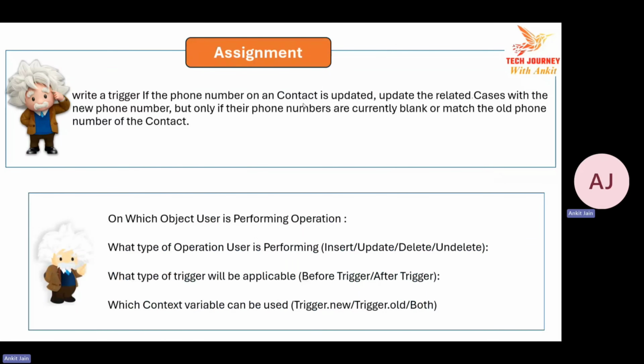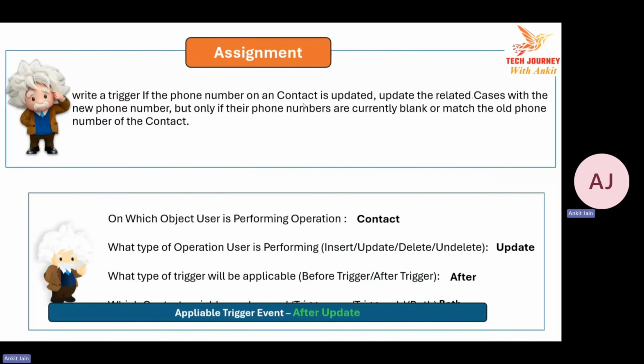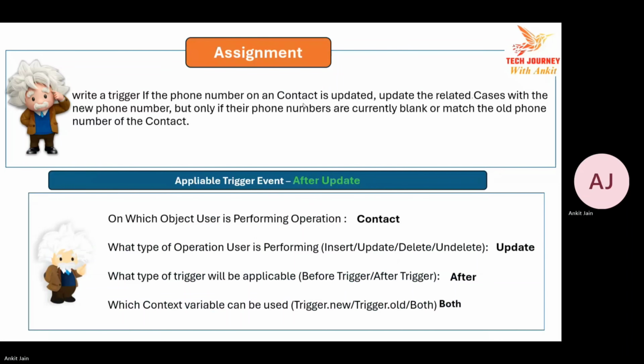Do pause the video, put the answers in the comment section, and then resume the video to validate whether the answers that you have put are matching with this one or not. If this is matching, then you are going in the correct direction. Try to write down the complete trigger, test it out, and make sure that it is working as expected.